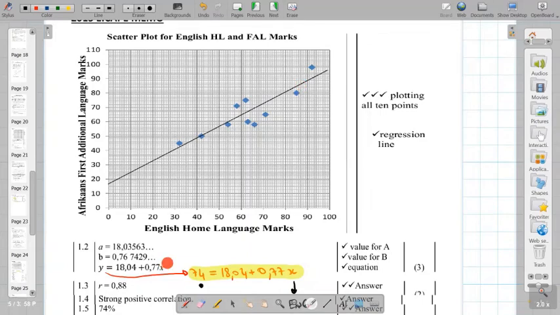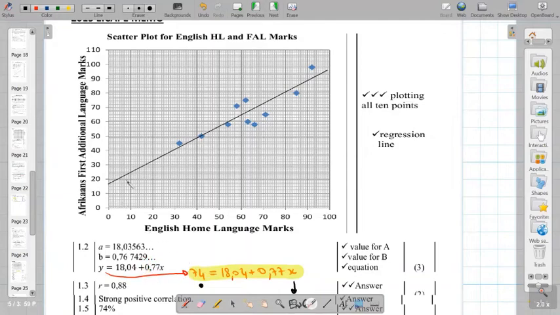So you can substitute, for example, 100. So someone who got 100 in English, what might he get in Afrikaans? So 100 and something, you will get that answer. So between 18 and 100, you can draw that straight line. Okay, so it's just drawing a straight line.